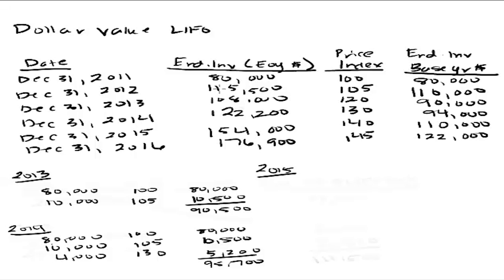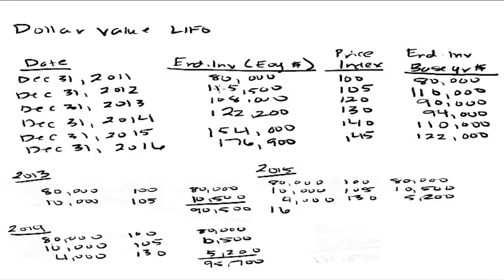See if I can squeeze 15 and 16 over here. All right, 15. So from 14 to 15, we went from 94 to 110. So 16,000 increase. Okay, so still got the 80,000 at 100. We've still got the 10 at 105 for 10,500. We've still got the 4, 130 for 5,200, and now we have an extra 16, and the price index that year was 140. So now this is 22,400. So we add all that together, gives me 118,100.